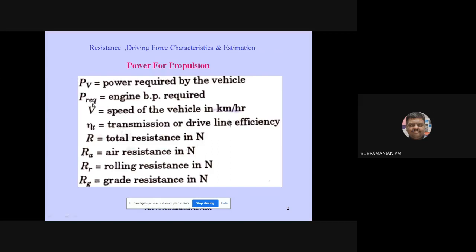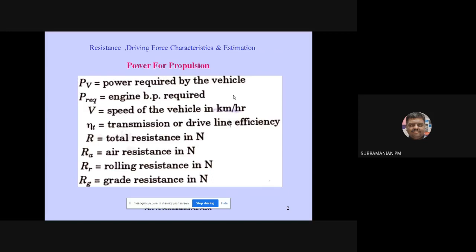Then this term is somewhat different. That is, I told 80, no, that is power available. You should not use the word required. Power available at the vehicle. And PV is power required by the vehicle. That is, when I want to move the vehicle forward, how much power I require. So my power available, say for example, 80, power required, say 70, means I'm having 10 excess, okay, 10 kilowatt excess. I can say it in torque also, okay, 10 Newton meter excess, okay.